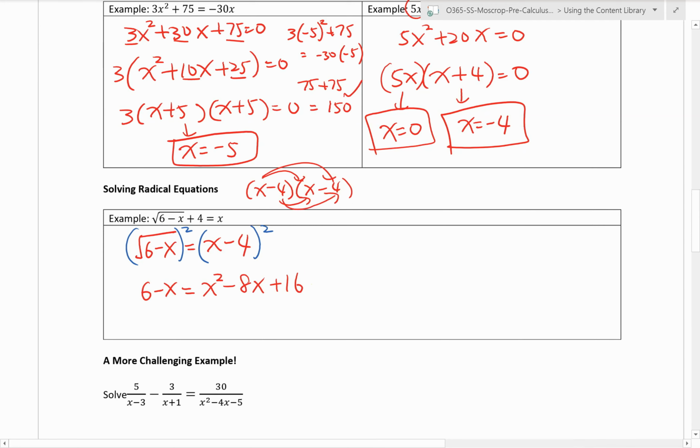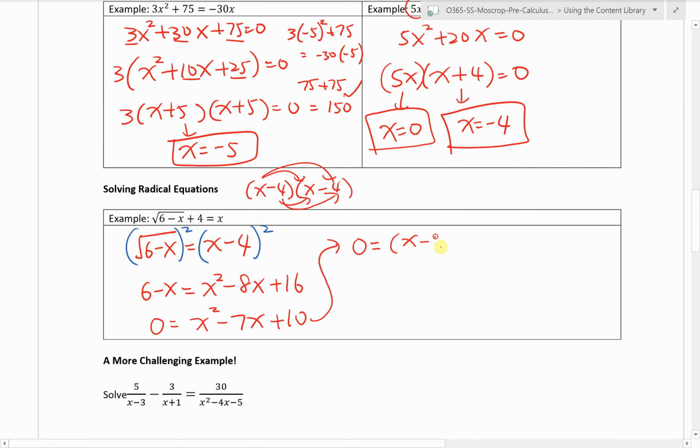Okay, so now once we have this, we can move everything to the right. You can see this is simply just a quadratic equation. So I'm going to move everything to the right so I can keep my x squared positive. That's going to be add x there, so minus 7x, and then minus 6 on both sides, so I get a positive 10. I can factor this.